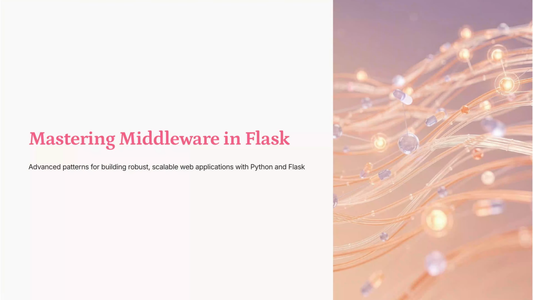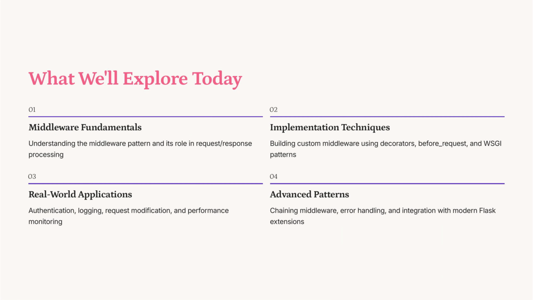Middleware in Flask acts as a bridge in request-response processing, enhancing functionality without altering core logic. It enables tasks like authentication, logging, and request modification. By using decorators, before request, and web server gateway interface patterns, developers can create custom middleware, optimizing performance and scalability in web applications. Middleware is crucial in request-response processing, acting as filters for requests and responses.